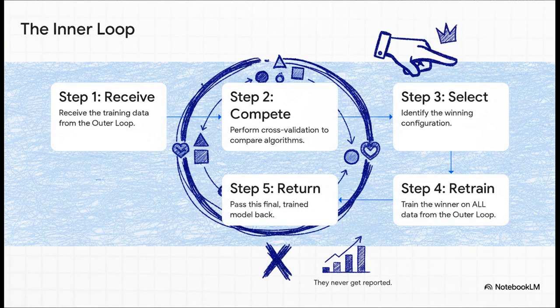So while all that's happening, the inner loop is where the big competition takes place. It takes the data from the outer loop and runs that huge bake-off, your cross-validation to compare all your algorithms and hyperparameters. It finds the winner. But here is the most important part. The performance scores generated inside this inner loop, they are used only to pick a winner. That's it. They are never, ever reported as the final result.